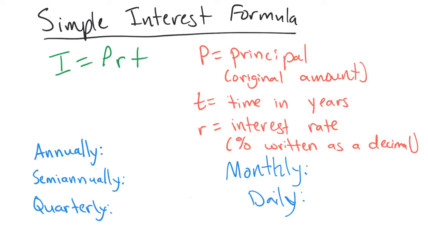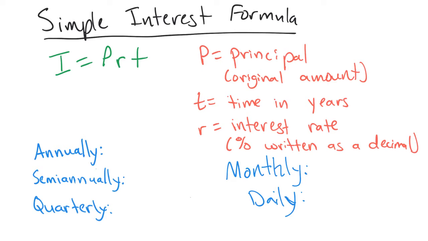All right, our first formula is the simple interest formula, which is I equals PRT. You've probably seen this before. P is your principal or the original amount. T is the time in years. R is the interest rate, which is a percentage written as a decimal. So typically you're going to find the interest or find the ending balance. If you find the interest, you just plug everything into your formula and multiply.